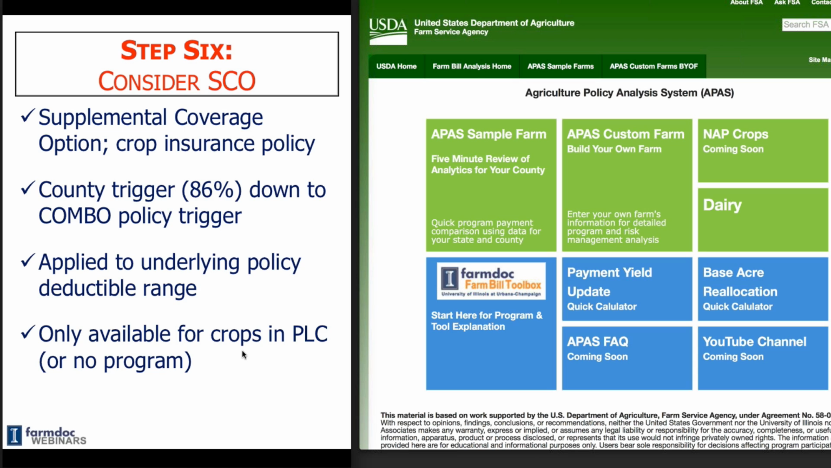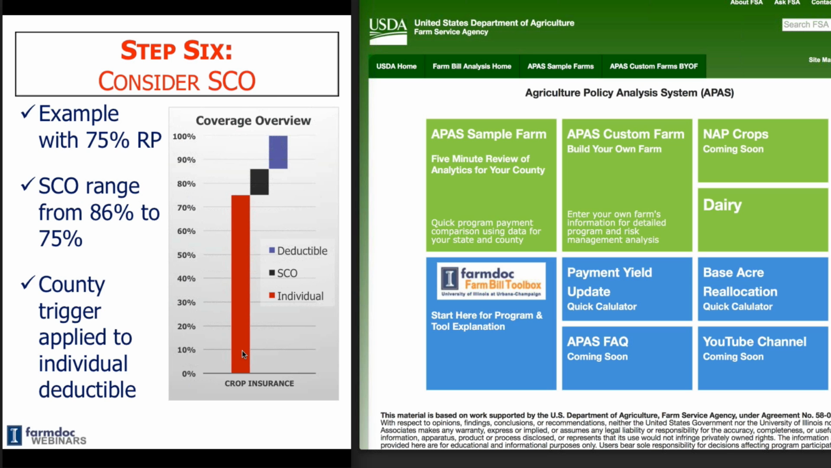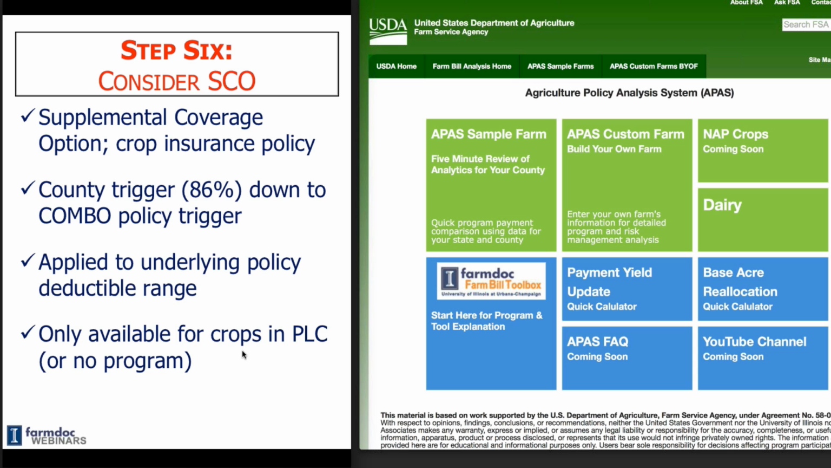We also want to point out the way it works is that it is a county trigger at 86% of the county numbers, and the coverage level for SCO goes from that 86% down to whatever your underlying individual combo policy trigger is. So, for example, if you're at 75% in your underlying, and here's just a quick way to look at that, if you're at 75%, then SCO would go from 86 to 75, and you'd have your deductible range there above 86. Keeping in mind that it's a county trigger that's applied to your individual policy's deductible, which makes for some different aspects of how that's calculated.